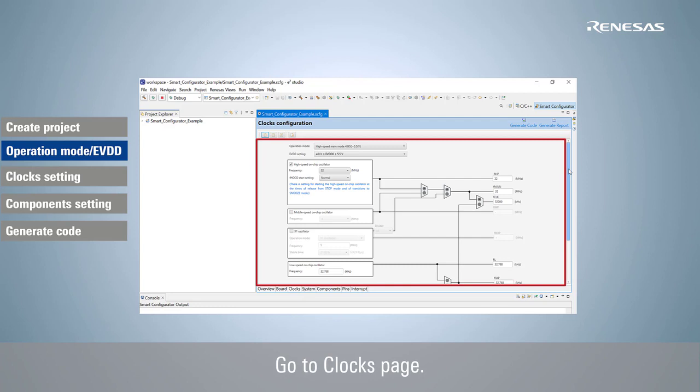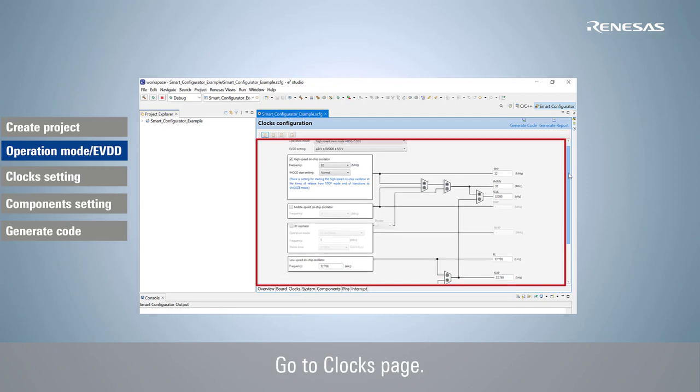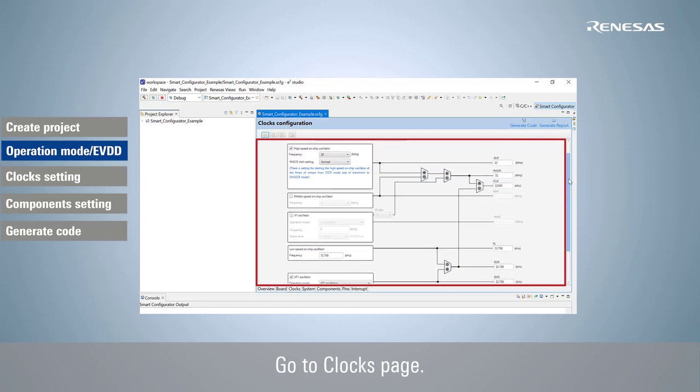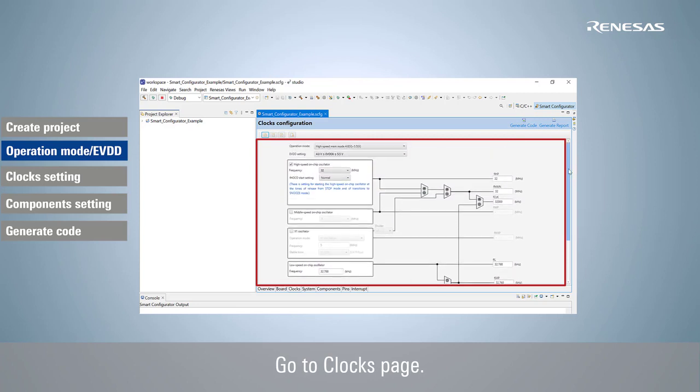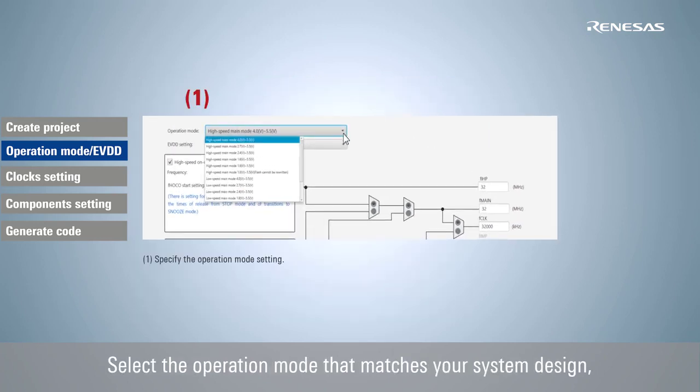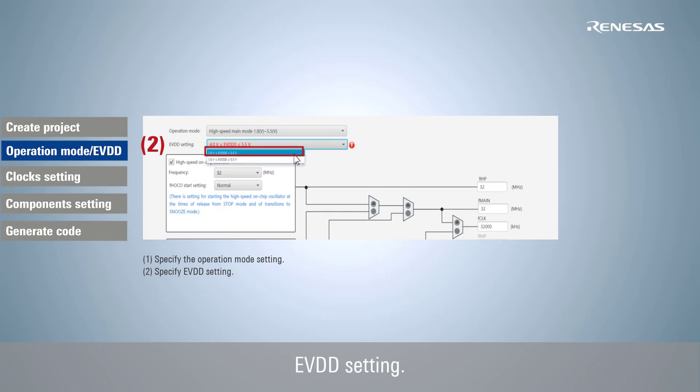You can set the system clock, operation mode, and EVDD on Clocks page. The clock settings are for all drivers. Make the setting according to the main system clock frequency and power supply voltage to be used. In this video, we will set the operation mode and EVDD first. Make the setting depending on the main system clock frequency and power supply voltage to be used. Select the operation mode that matches your system design, followed by the EVDD setting.